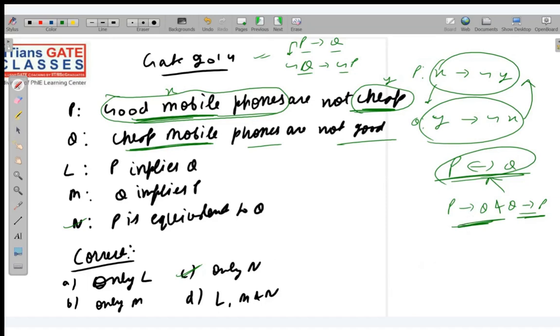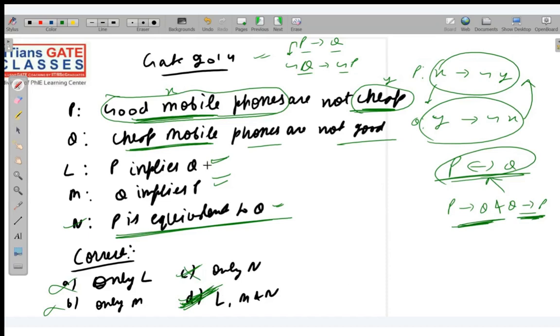So finally, this is also true. P implies Q and Q implies P is also true. So directly, indirectly, P implies Q is true. Q implies P is also true. And P is equivalent to Q. This is obviously true. So first I have proved this thing. This is true. Now from that I have concluded that this and this are also true. So finally, what is correct? Only L, no. Only N, no. Only M, no. L, M, and N, all are true. So D is the correct option. C is incorrect, A is incorrect, B is incorrect. D is the correct option.